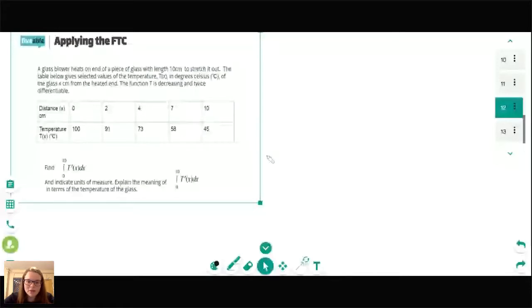The integral from 0 to 10 of t prime. Remember what we're talking about, what this lesson was on, the Fundamental Theorem of Calculus.